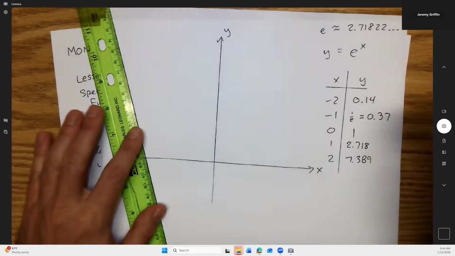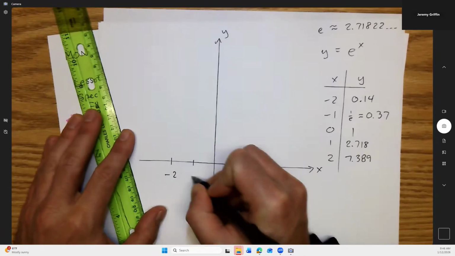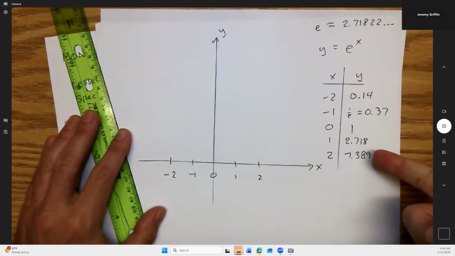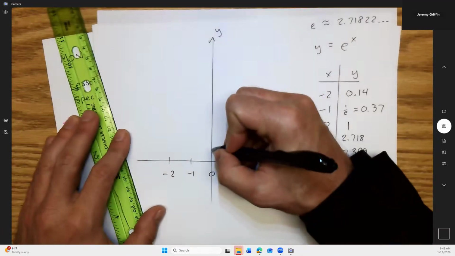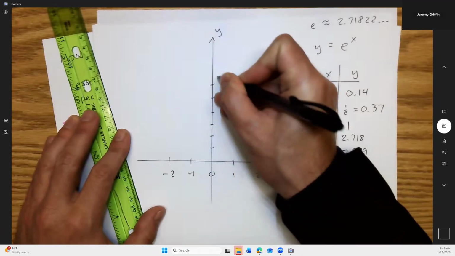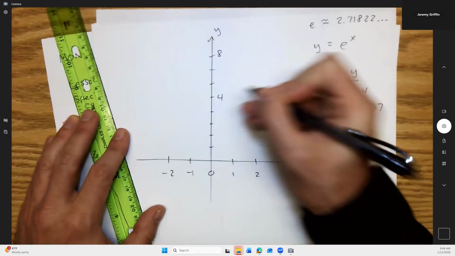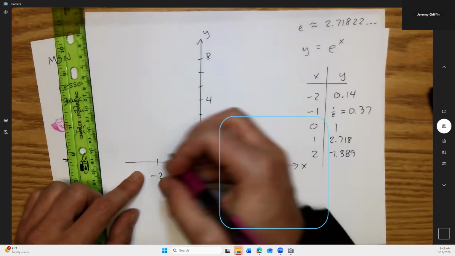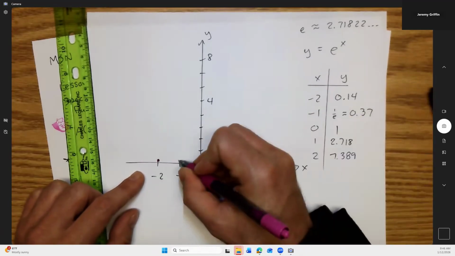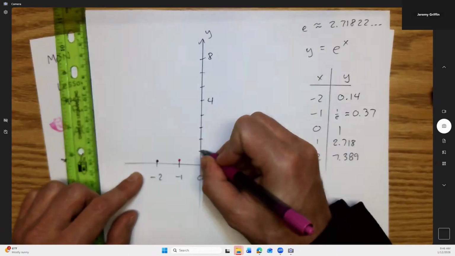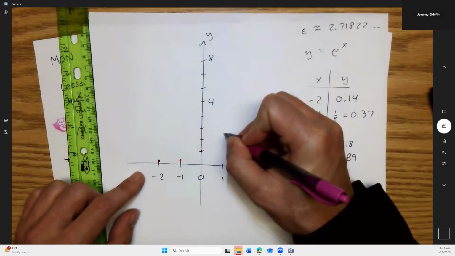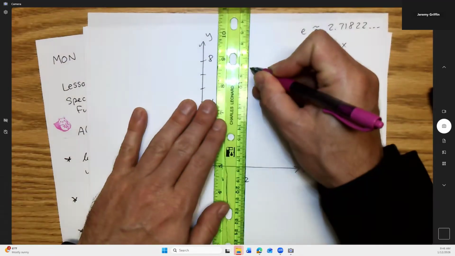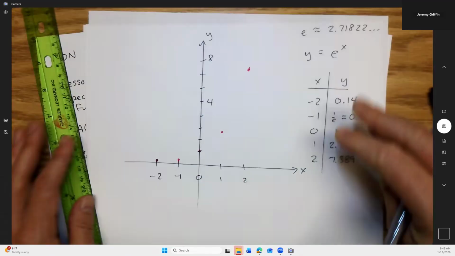Right, so put this all together. -2, -1, 0, 1, 2. There's your x values. And your y values, looks like we gotta scale this up to 7 at least: 1, 2, 3, 4, 5, 6, 7, 8. Alright, so these points here. -2 and a smidge greater than 0, so it's right here. -1 and about a third-ish. 0, 1, and 1, 2.7. It's right about here. And 2, 7 point something is way up here. You guys see those points?